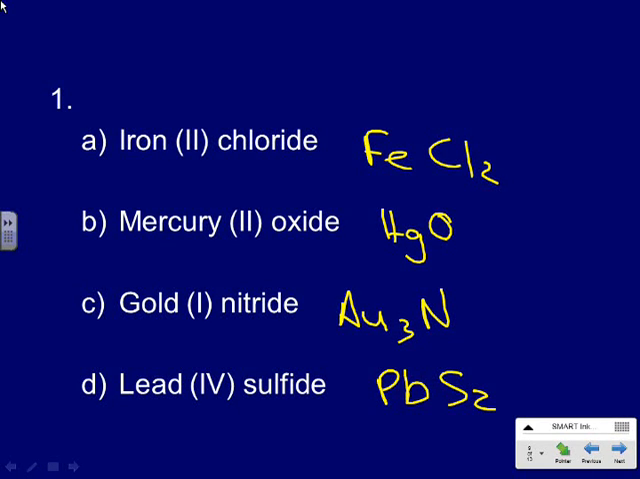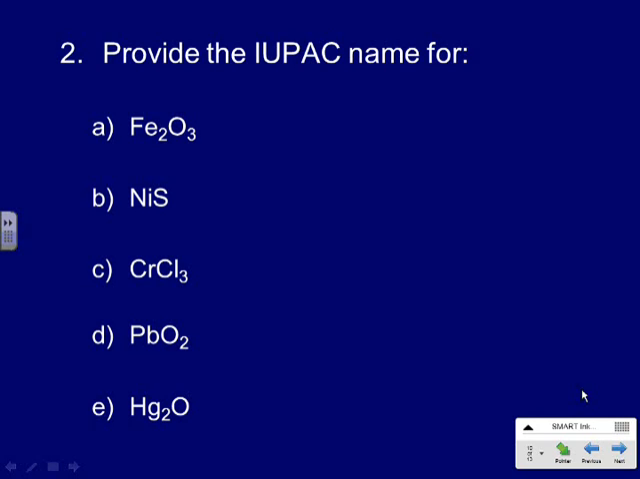PBS2. Yes, because the 4 went there, the 2 went there, and we cancel off a common factor of 2. Okay? Excellent. Let's keep rolling. Now to go to the name. And there are a couple of ways of doing this.